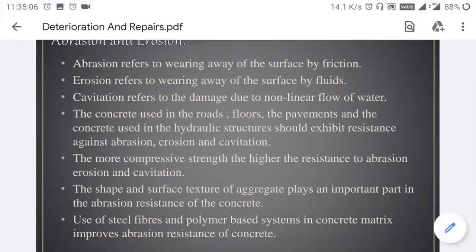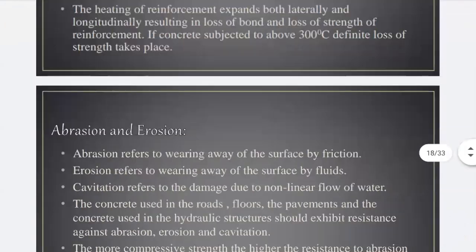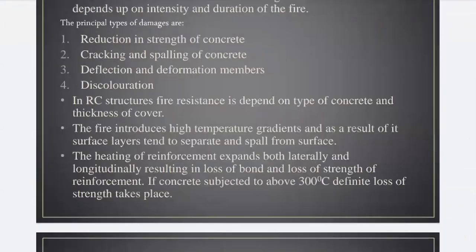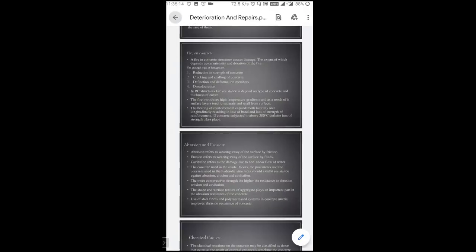Okay, so this is about your unit number 6. I hope you are getting this. If you are having any difficulty, you can ask.